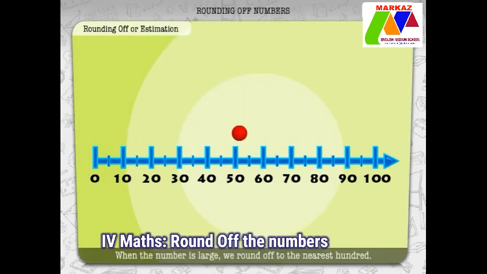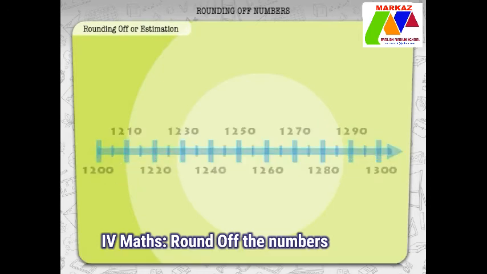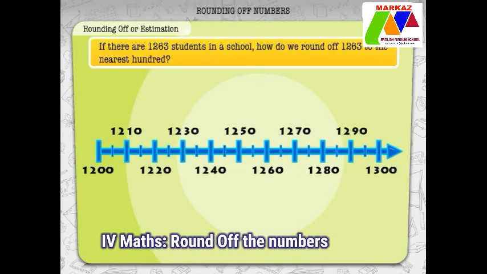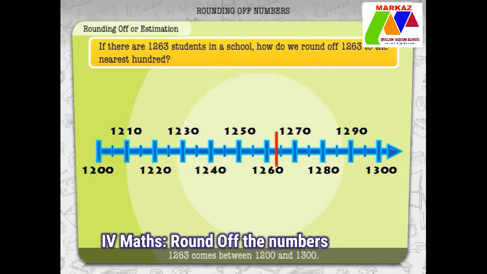When the number is large, we round off to the nearest 100. So, if there are 1,263 students in a school, how do we round off 1,263 to the nearest 100? 1,263 comes between 1,200 and 1,300. The midpoint between 1,200 and 1,300 is 1,250.